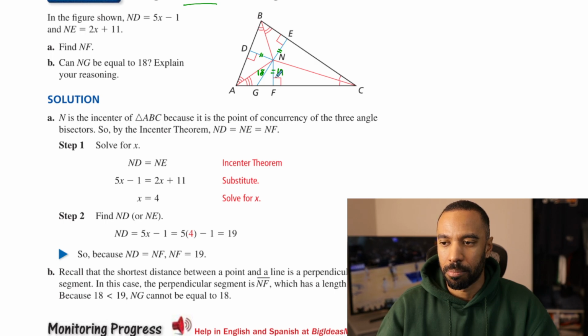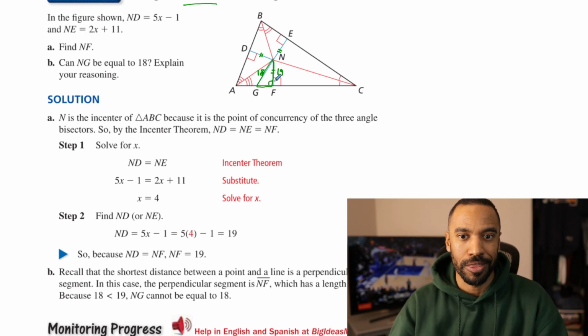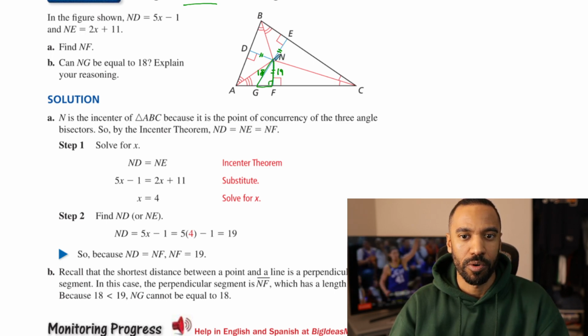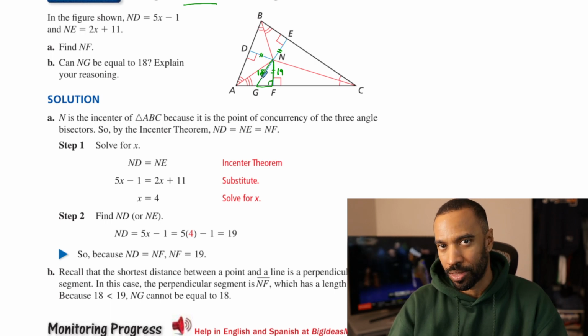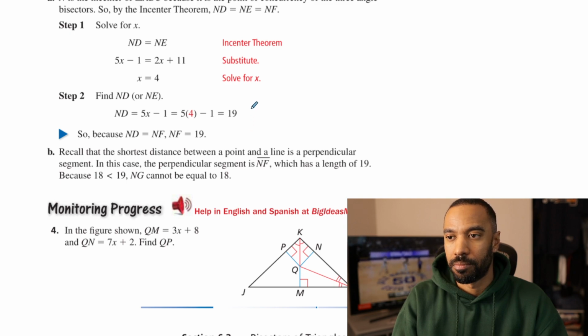Notice that this here is a perpendicular segment, which means this can make this thing a right triangle. In a right triangle, the hypotenuse must always be longer than either leg of your right triangle. If this leg is 19, then it's impossible for the hypotenuse to be 18. It must be more than 19. So no, it's not possible for NG to be 18.